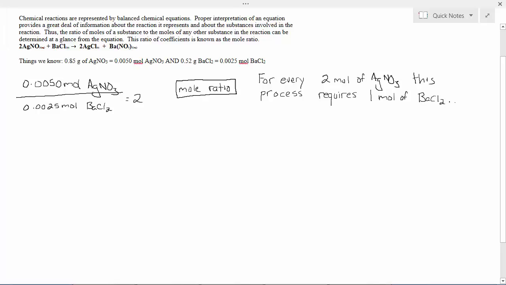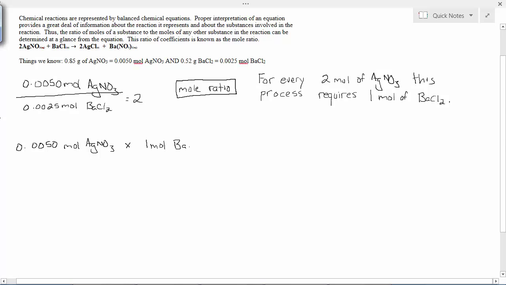Okay, so now that we've established that that's what we call a mole ratio, we're going to look at types of work that we can do with this. We can use this to solve more practical problems even. Okay, I can manipulate this. I can say that, well, 0.0050 moles of silver nitrate, I can convert this into moles of barium chloride.